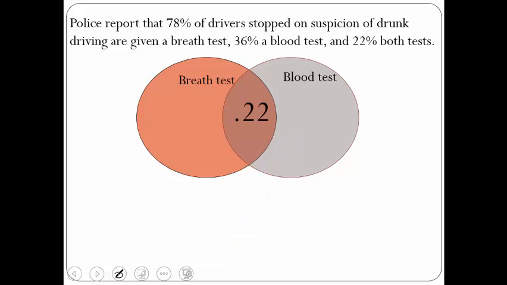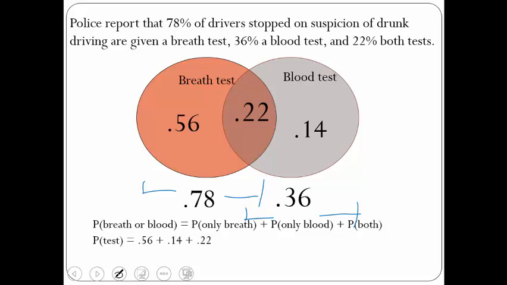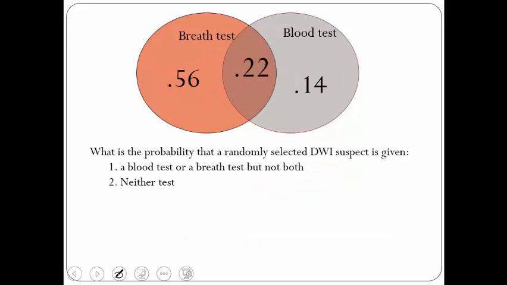Now, let's take a quick second, right? We just saw this. So 78% of all drivers are given a breath test. So some are given both. We do some quick math and we realize all of a sudden that 56% are only given a breath test and 14% are only given a blood test. So here's another way to approach this, breath or blood. You could do only breath plus only blood plus both. And then you don't have to worry about the overlap. But again, we've already kind of accounted for the overlap by figuring out what these only values are.